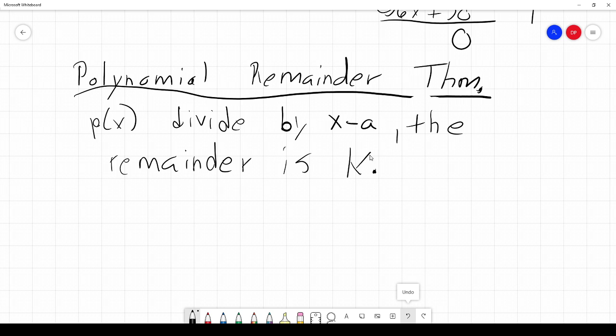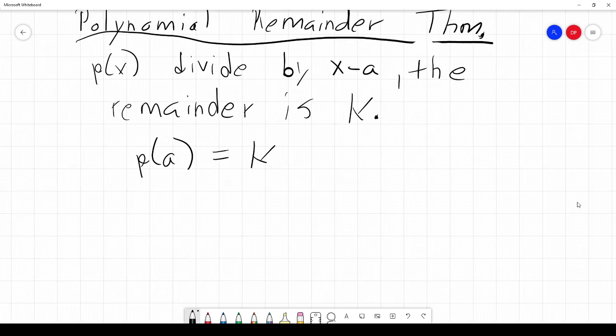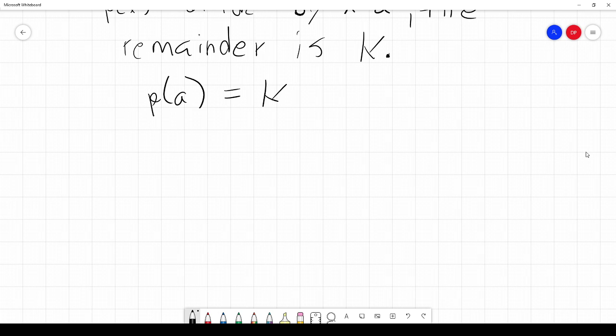Alright, so far I haven't really said anything. But what the polynomial remainder theorem says is that if we evaluate p of a, that equals k. So what this is saying is if you were to divide a polynomial by a linear factor in the form of x minus a number and you get remainder k, the remainder is the same thing as the value of the polynomial evaluated at a. Okay, so I'm going to go through an example here.